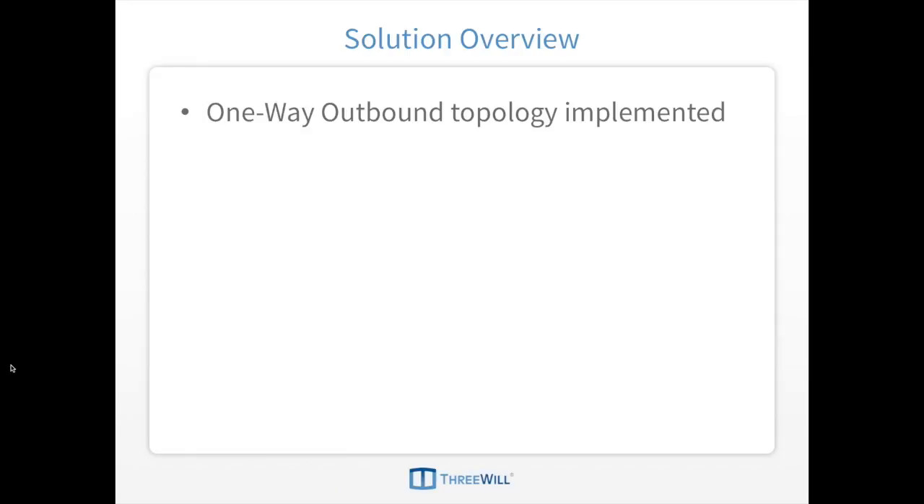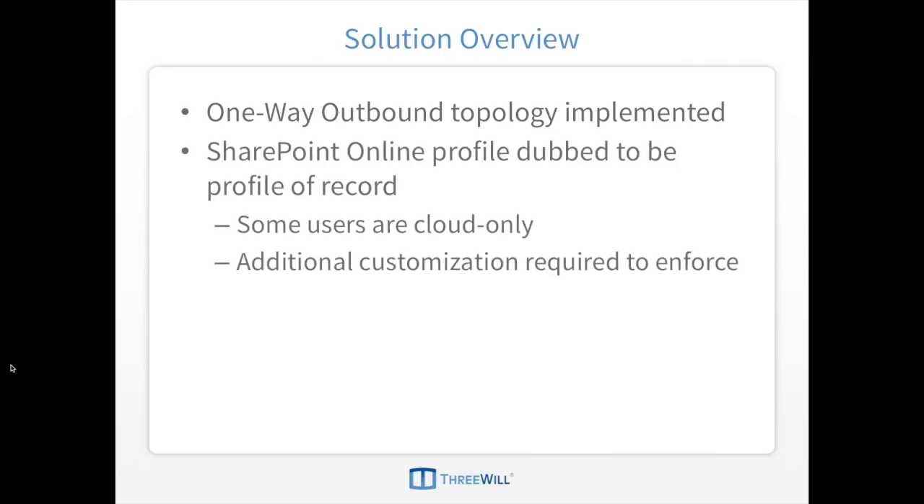So if you remember back to our three topologies earlier, we chose the one-way outbound topology. The decision on that was very simple. It gave us enough functionality, and at the same time, they were simply unwilling to consider an option that meant opening their firewall. When it came to dealing with user profiles, the SharePoint Online user profile was deemed to be the profile of record. That was the source of truth. So one of the reasons they chose to go with that approach is that there will be some users in this community that are cloud-only users. So that kind of made that decision simple.